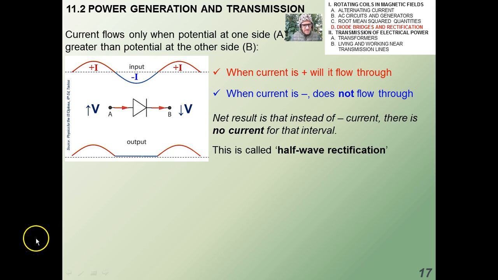There's a special term for this in physics, and it's called half-wave rectification. You need to know that term. That's very, very important.